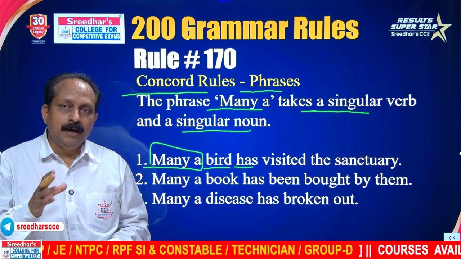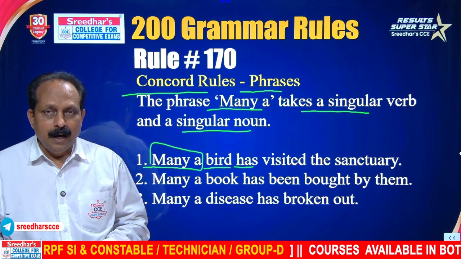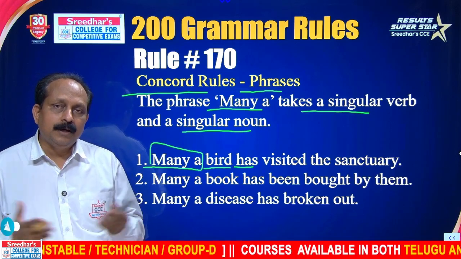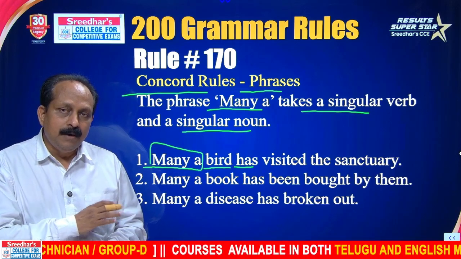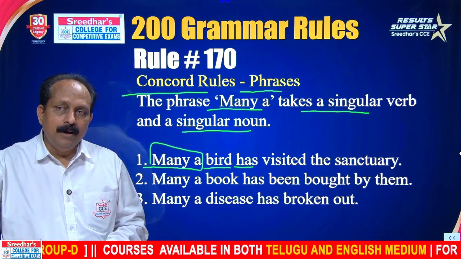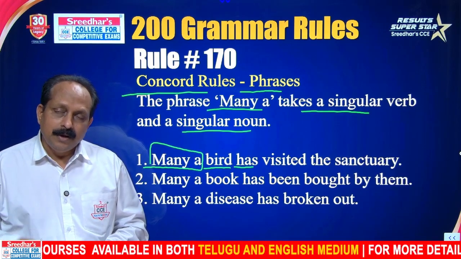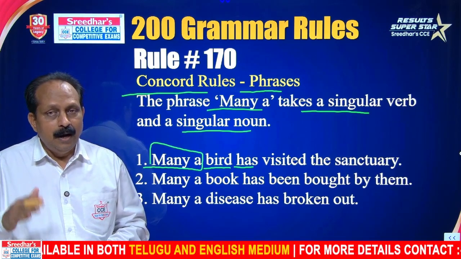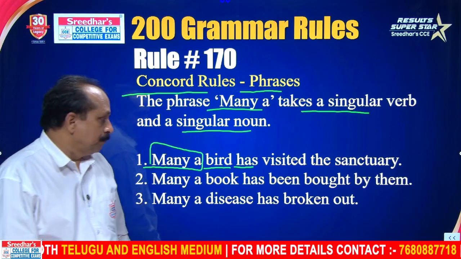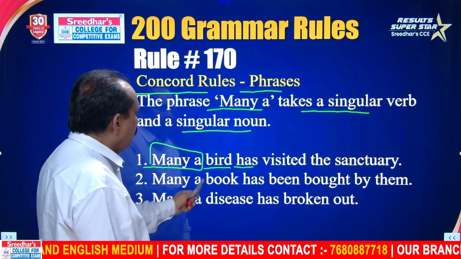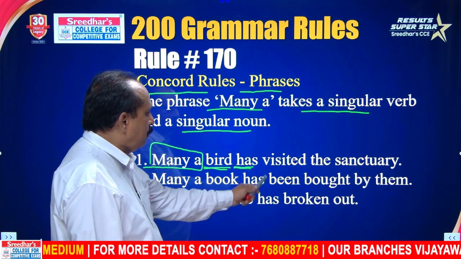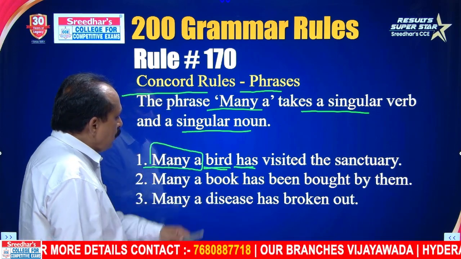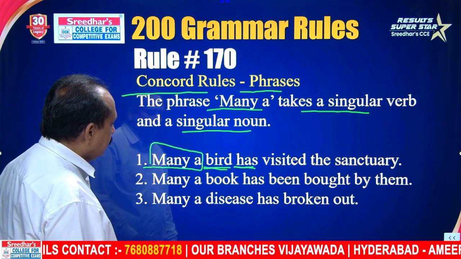We have about 350 sentence patterns. And the same idea we can express using different patterns. For the same idea, you can say many birds have visited the sanctuary. You can also say many a bird has visited the sanctuary. When you use the phrase "many a," remember you have to use a singular noun, singular verb. Same idea you can say many birds have visited.